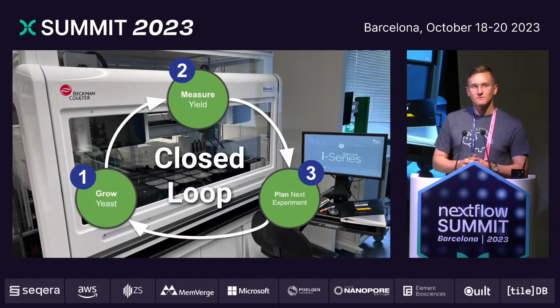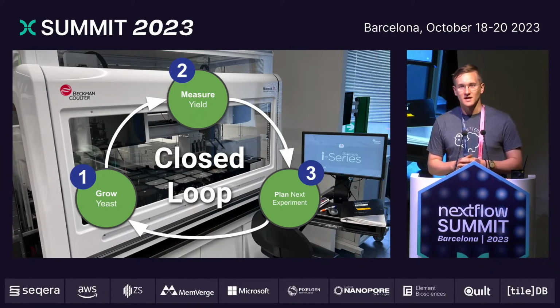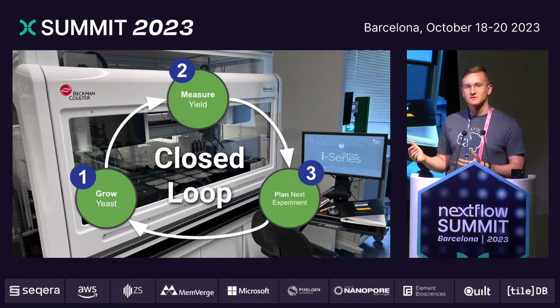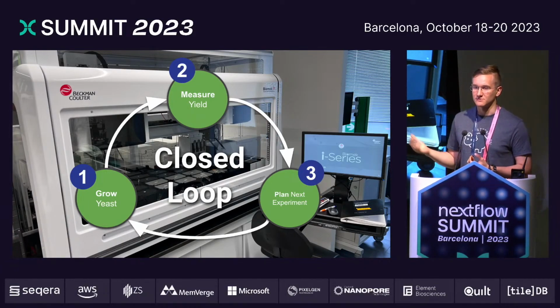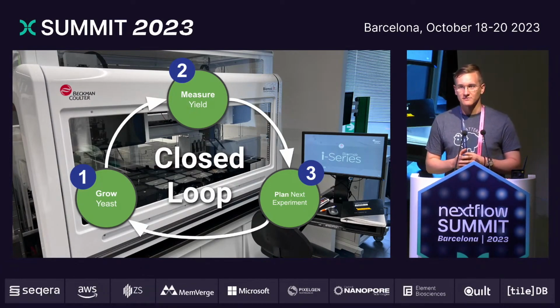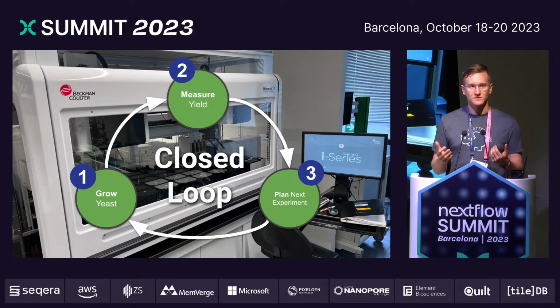Now, specifically, what you want in these kinds of setups is a closed-loop experimentation system. So for our yeast cells, for example, we have a first step where we just grow them and feed them stuff. That takes maybe 18 hours, and then you move them into a measurement stage, so step 2 here. And then finally, when you have the data, you have to make the decision of what to do next. What do I tell the robot to run next on the experimentation machine?